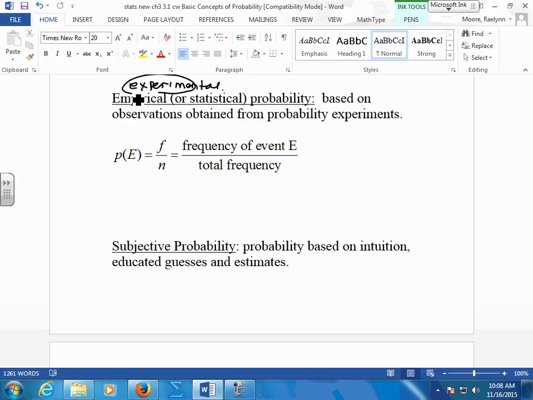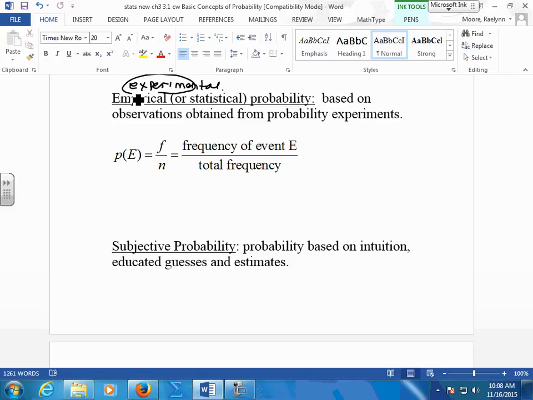But with your experimental, you can flip a coin 10 times and get 10 heads, and still the probability of flipping the coin again is 1/2. That's not going to change. Your theoretical is not going to change. So if we flip coins and roll dice millions and millions of times, we get the closest we can to our theoretical probabilities.